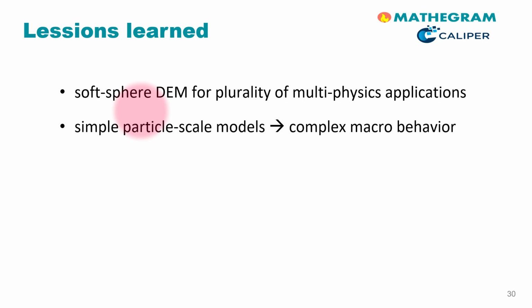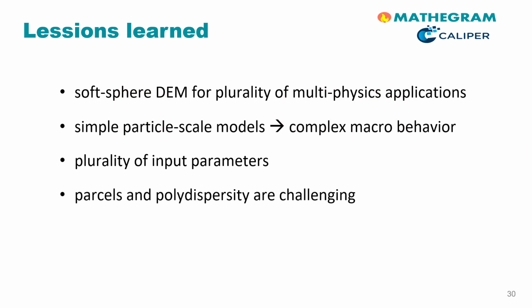Still, the simple particle scale models require a plurality of input parameters. I hope I have given you a taste what these parameters are and how they should be chosen. We have already touched on the importance of using parcels for computational reasons and the challenges that arise with polydispersity. We will definitely come back to these topics in the upcoming units.